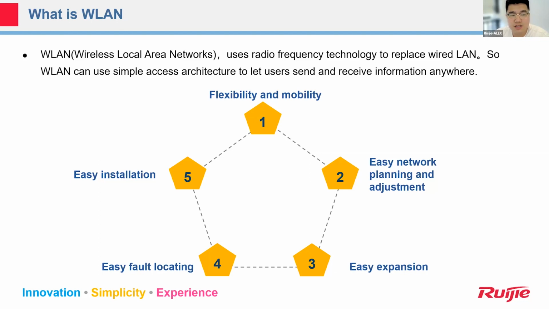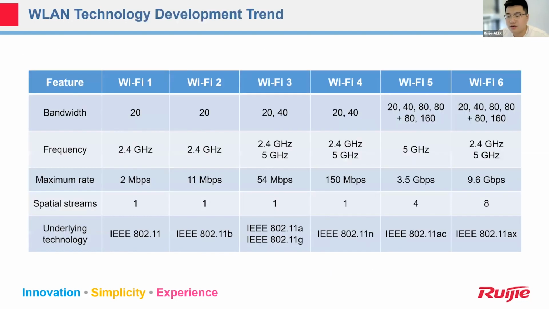And the installation is actually easier compared with the wired network. We have reduced a lot of cables, so the installation will be simpler, easier, and more convenient. Okay, so this is about the definition of WLAN and some advantages of WLAN. After knowing this, next let's go on to the next part.